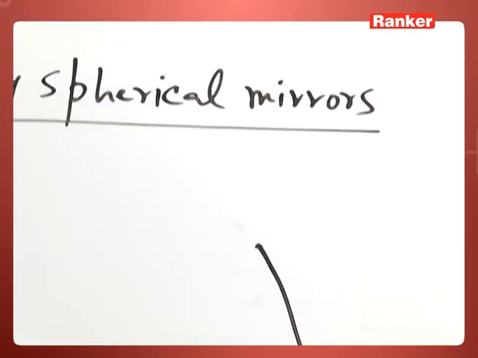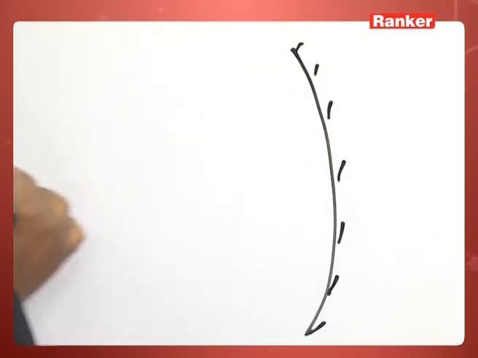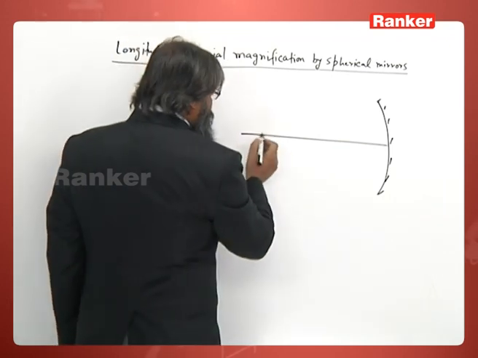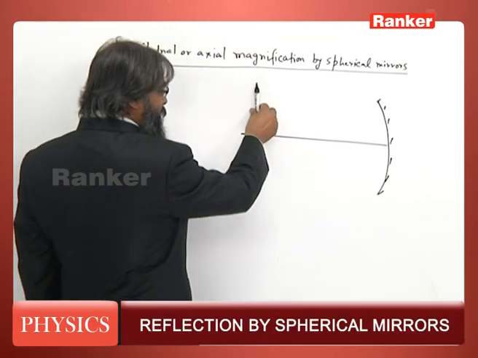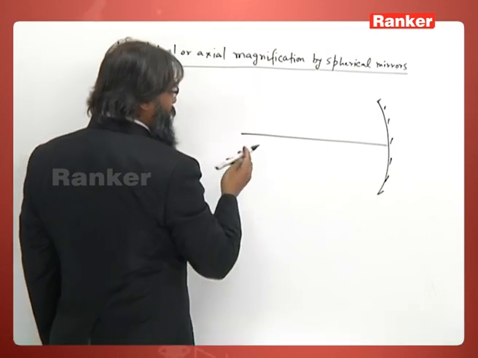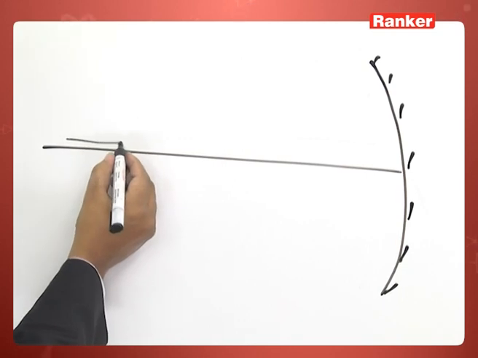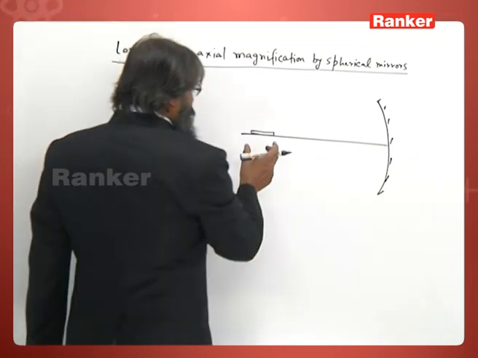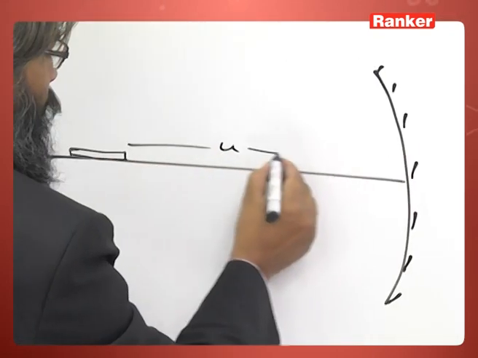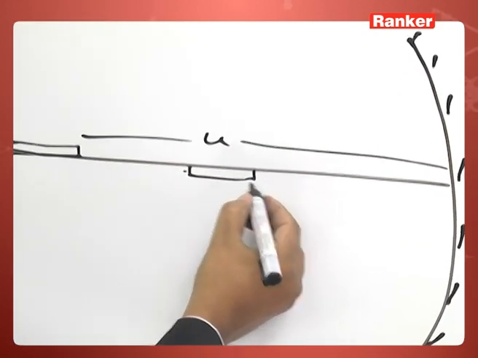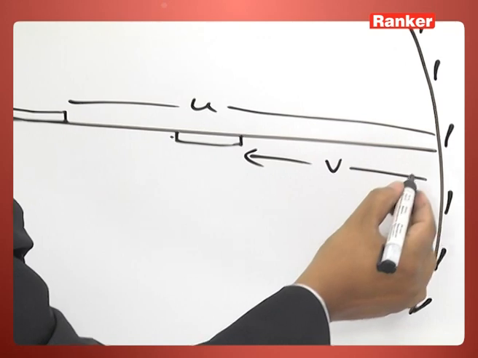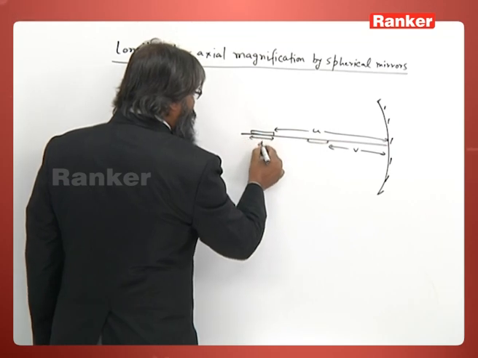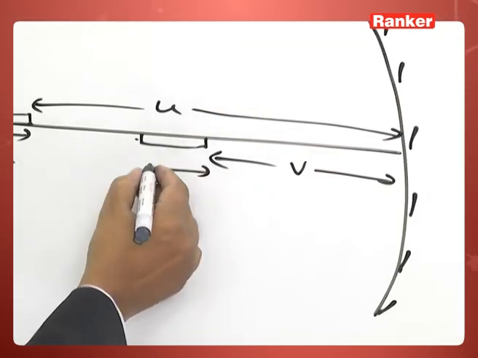Now this is our spherical mirror and this is the principal axis. My object previously was like this, but this time the object is like this. That means my object has an extended length along the principal axis. Suppose this distance is given as u and suppose its image is formed here such that this distance is v, then I will call this du, a change in u, and this is a change in v.